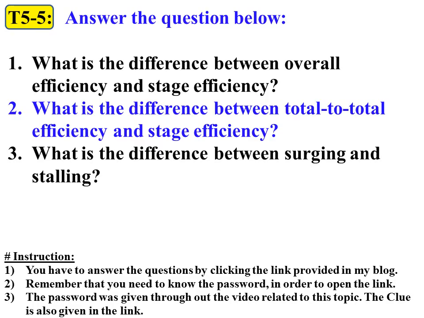Okay, to test your understanding of part number 5, chapter number 5, please answer the questions below. First question, what is the difference between overall efficiency and stage efficiency? Question number 2, what is the difference between total to total efficiency and stage efficiency? Question number 3, what is the difference between surging and stalling? You have to answer the questions by clicking the link provided in my blog. Remember that you need to know the password in order to open the link. The password was given throughout the video related to this topic. The clue is also given in the link.